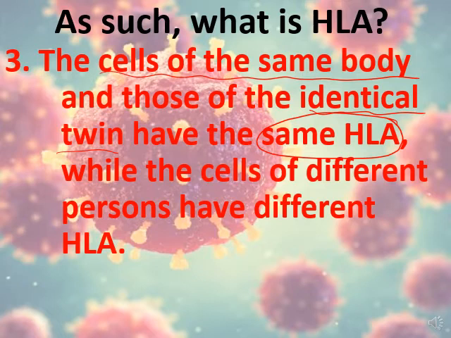So as a revision, what is HLA? It's the human leukocyte antigen. It's found on the surface of the nucleated cells. It's the biological identity marker that helps the immune system to distinguish the self from non-self. If it's self, it should have the same HLA. If it's not self, it should have different HLA.